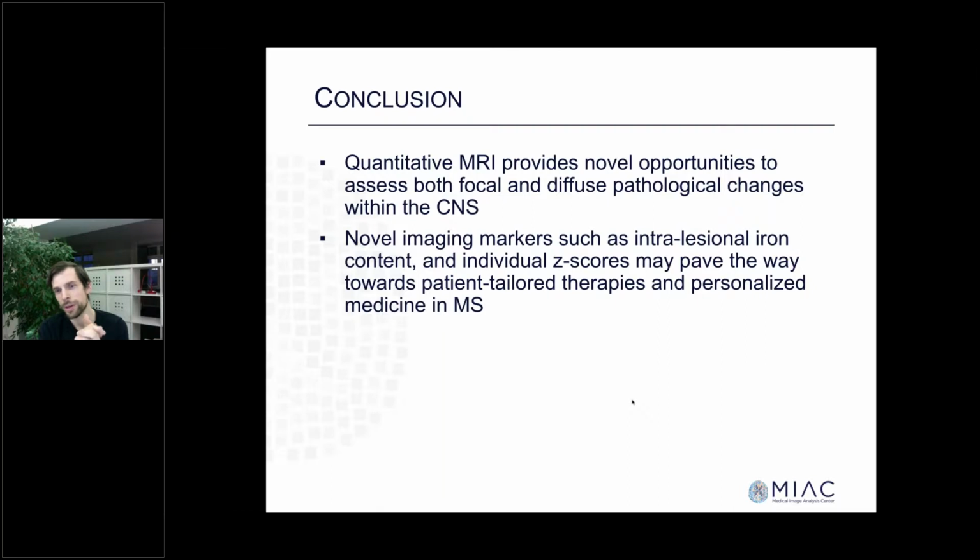You can also track then these lesions over time and see how the quantitative measure develops over time in an individual lesion. That's feasible.